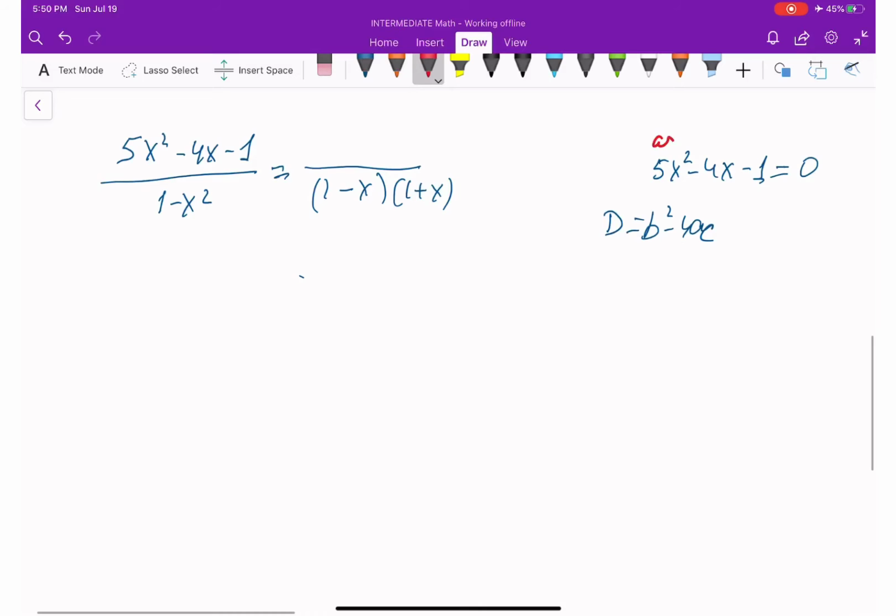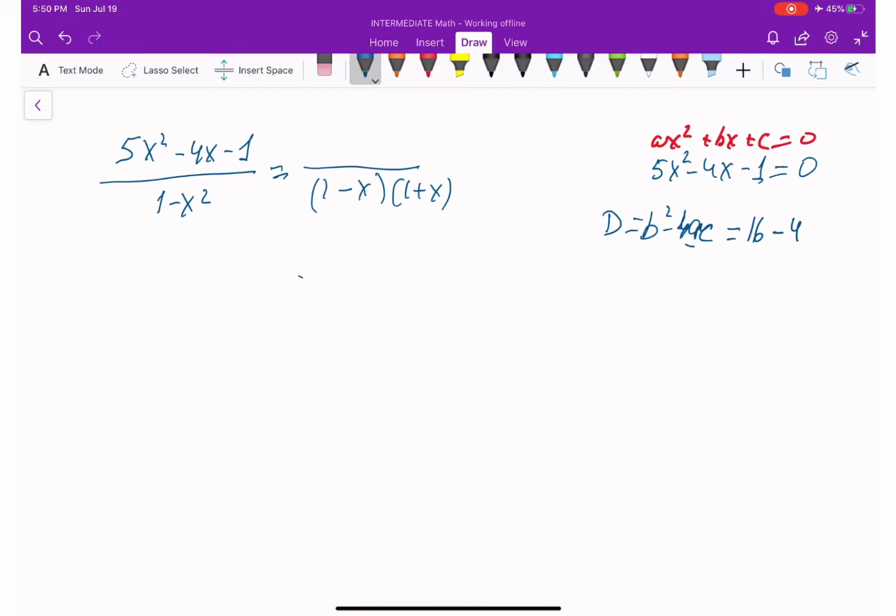And here I have ax squared plus bx plus c equals 0. Okay, so b squared minus 4 times a times c. So b is negative 4, so b squared will be negative 4 squared, which is 16, minus 4 times a, which is 5, and c is negative 1. So we have 16 plus, because we have negative here and here will give you plus, 4 times 5, which is going to be 20, and that's equal to 36.